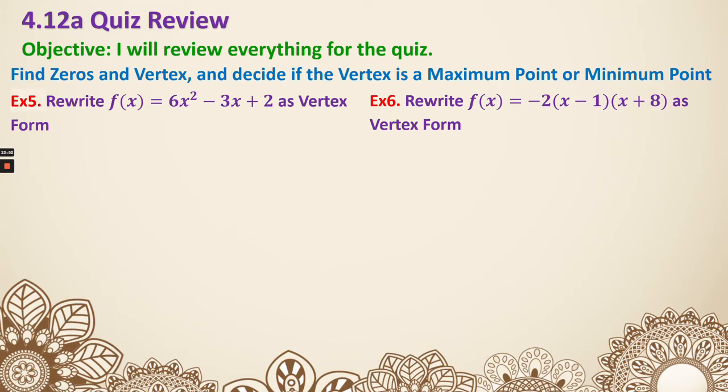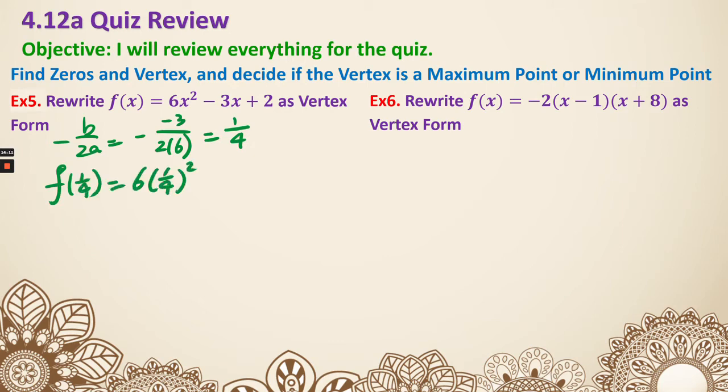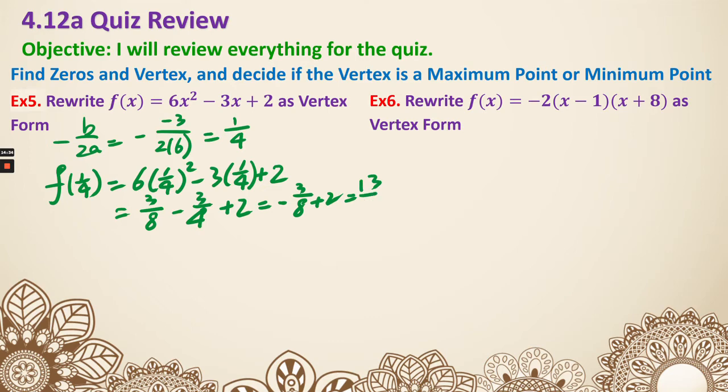Example 5. Changing from that to vertex form, -b over 2a to find the vertex, -3 on the top, 2 times 6 on the bottom, so we have 1 over 4. I'm going to plug in f of 1/4. That's going to be 6 times 1/4 squared minus 3 times 1/4 plus 2. And that is going to give me 3 over 8 minus 3 over 4 plus 2. So it's -3/8 plus 2, which is 13 over 8. So my vertex is 1/4, 13 over 8.